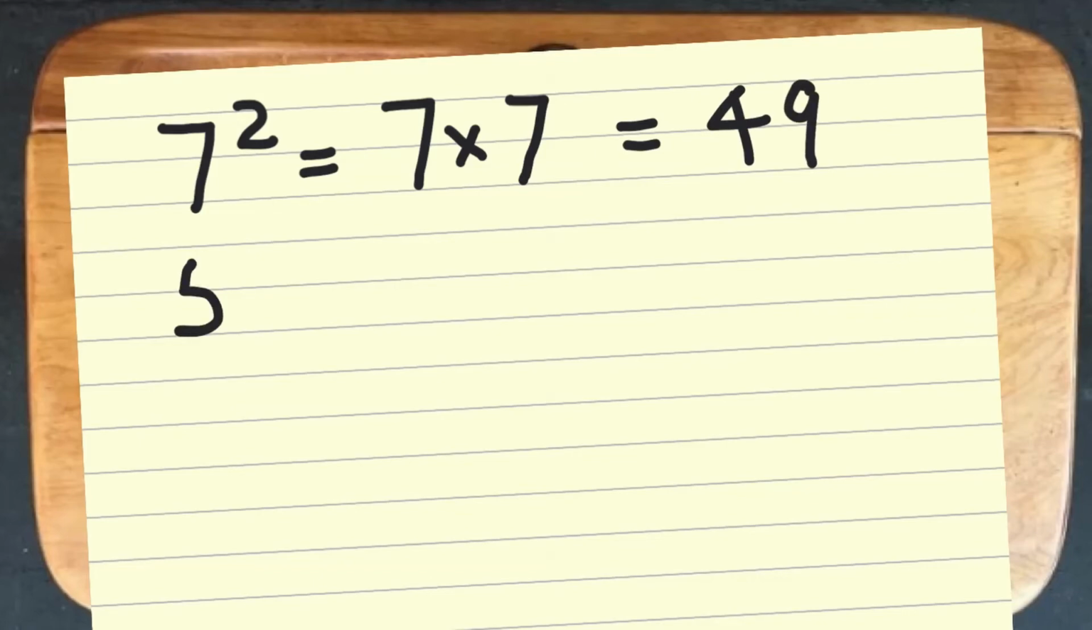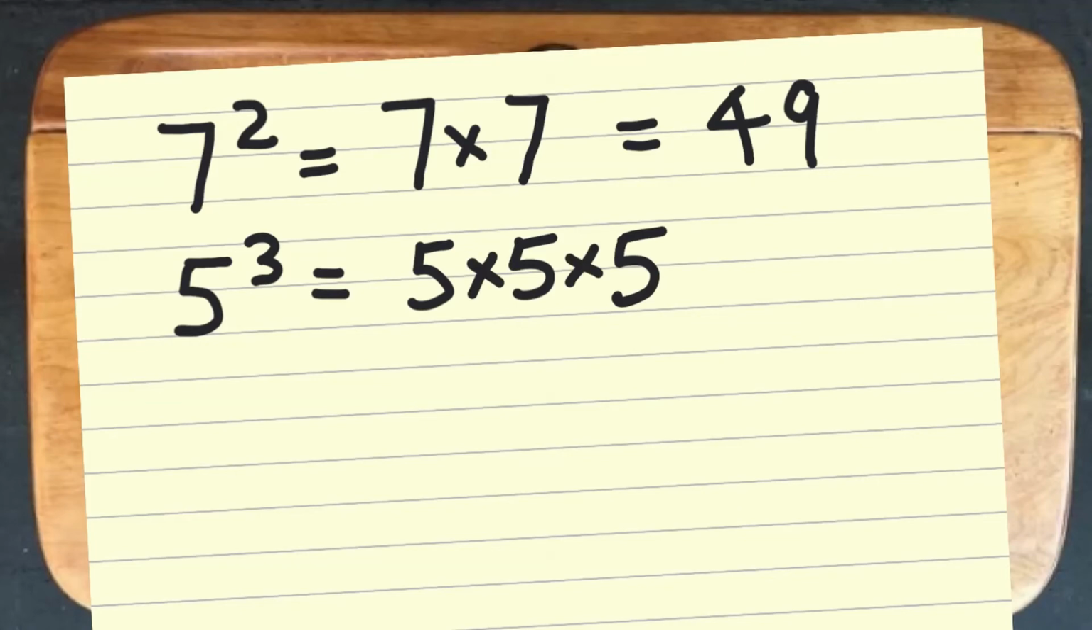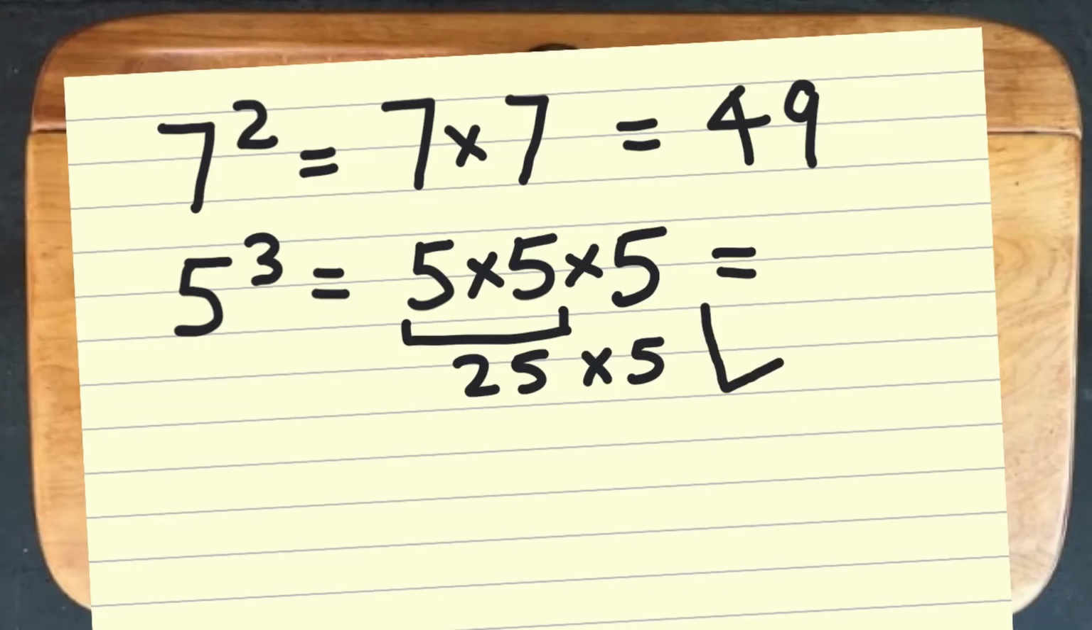The next one is 5 cubed, or 5 to the 3rd power. So how many 5s are being multiplied together here? That's right, 3 5s. So multiply 3 5s together. 5 times 5 is 25. Times 5 is, you can use a calculator if you'd like, 125. So you can do it longhand or you can use a calculator.